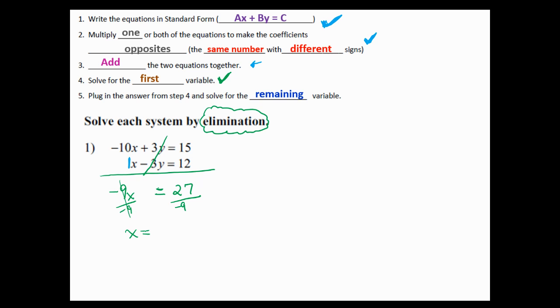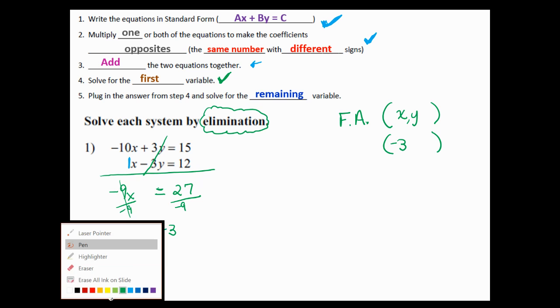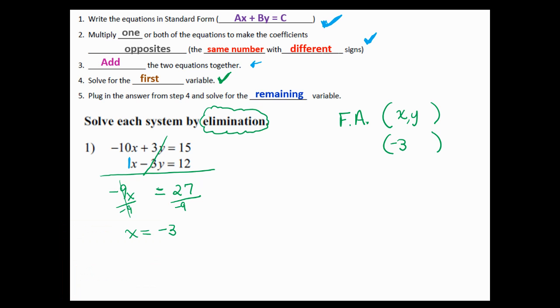Cancels. So your x will equal 27 divided by negative 9, which is negative 3. And for our final answer, so far, we have the x amount. Remember, our final answer has to have both the x and the y. So we have to find the y. So there's 2 steps here, right?